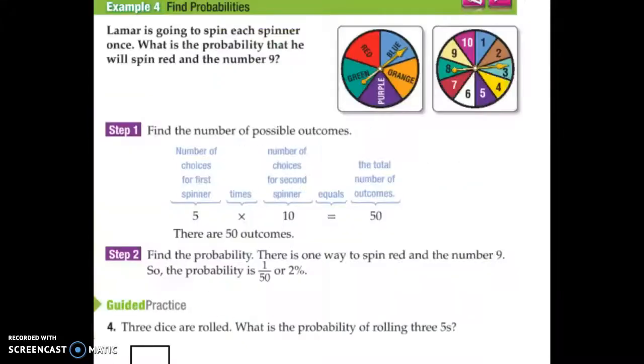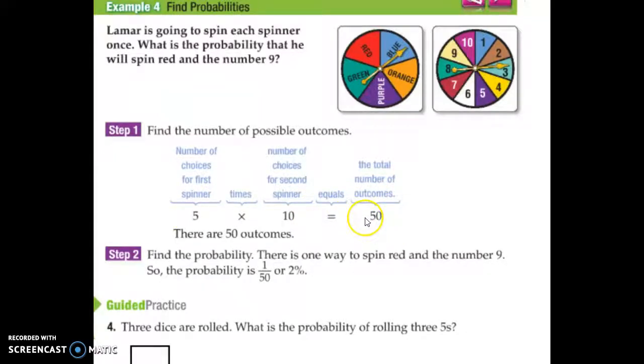Last problem. Here we go. We have 2 spinners. What is the probability that the spinner will be red and the number 9? So we're spinning both of these. How many outcomes are there on this colored spinner? Well, 1, 2, 3, 4, 5. 5 outcomes. How many outcomes over here? 10 numbers. Now I can draw a tree if I want to. 5 branches to the colors, then 10 numbers coming off of each color. Or I can just do 5 times 10, so I know there's 50 outcomes.